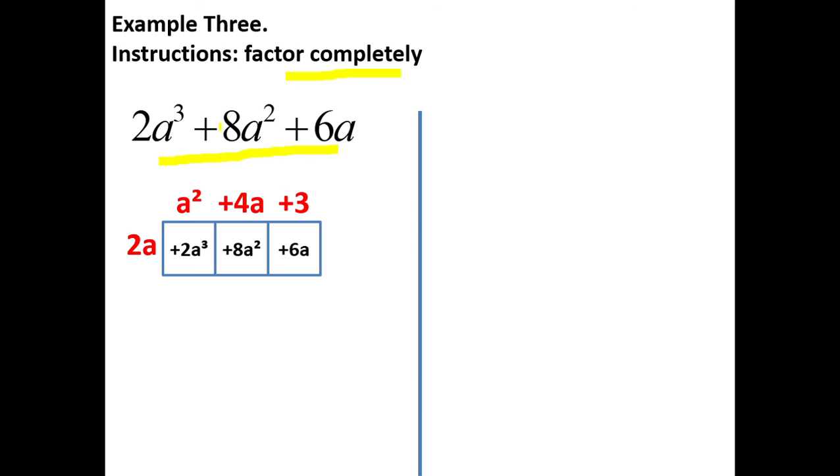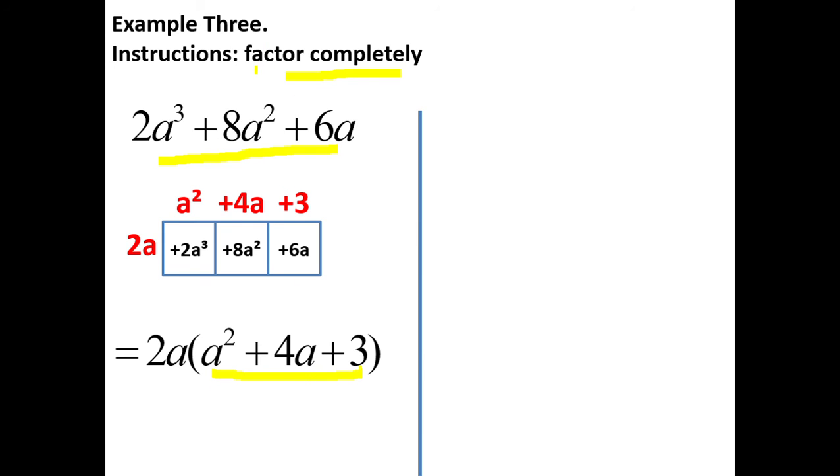So we took this polynomial up here and we factored it into this expression here, 2a, multiplied times this parentheses. It's got a quadratic inside of it, because notice inside the parentheses, this is a to the second power. So if the variable is raised to the second power, that makes it quadratic. So this part here is a quadratic expression.